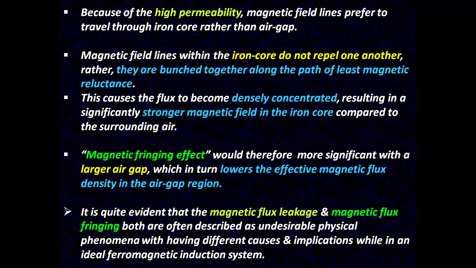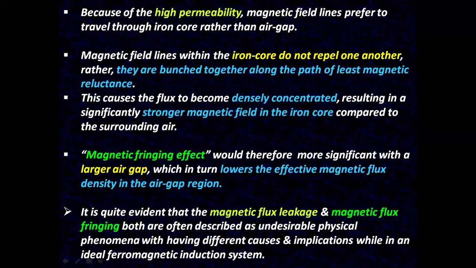Magnetic field lines within the iron core do not repel one another. Rather, they are bunched together along the path of least magnetic reluctance. This causes the flux to become densely concentrated, resulting in a significantly stronger magnetic field in the iron core compared to the surrounding air.